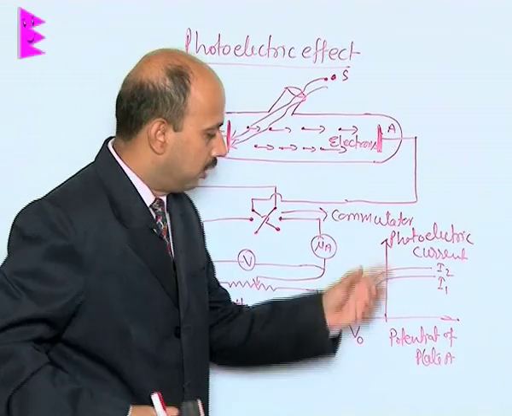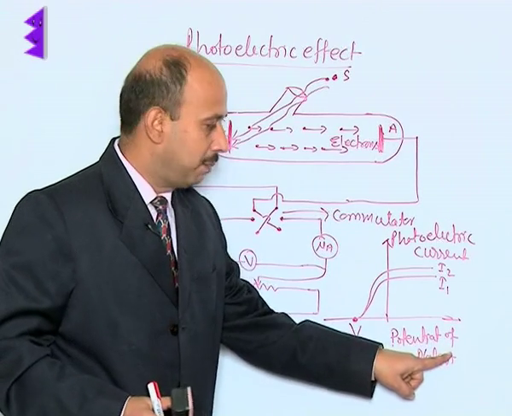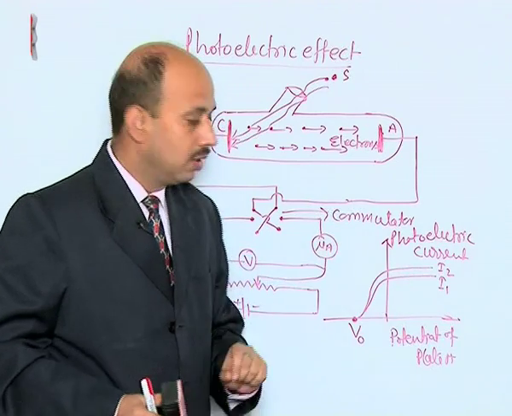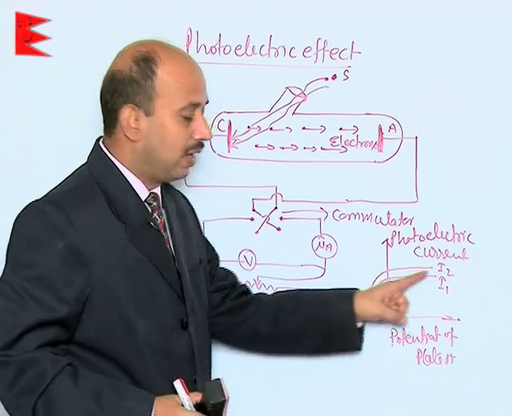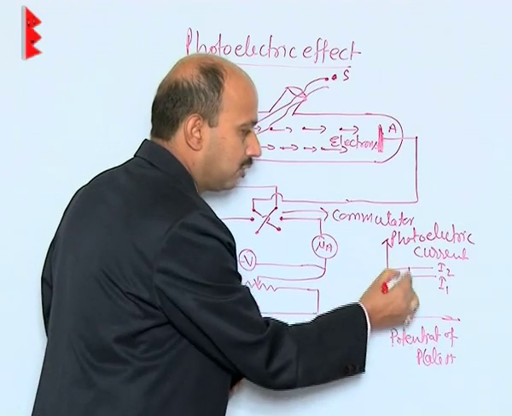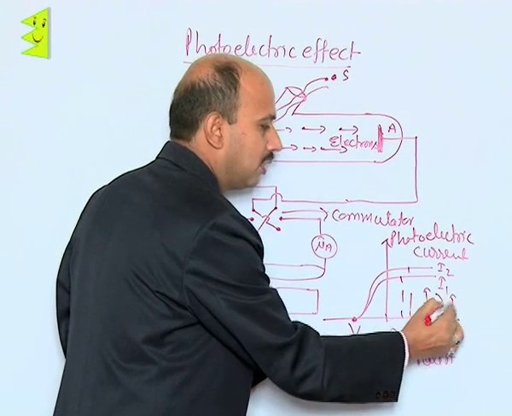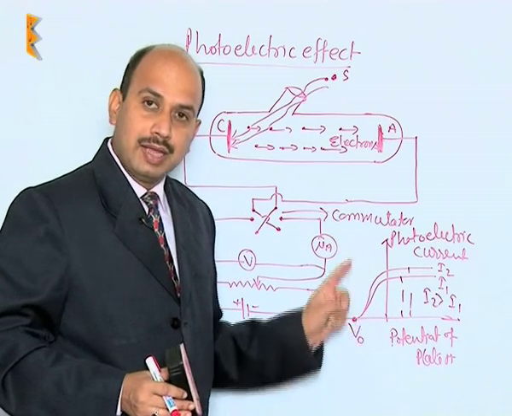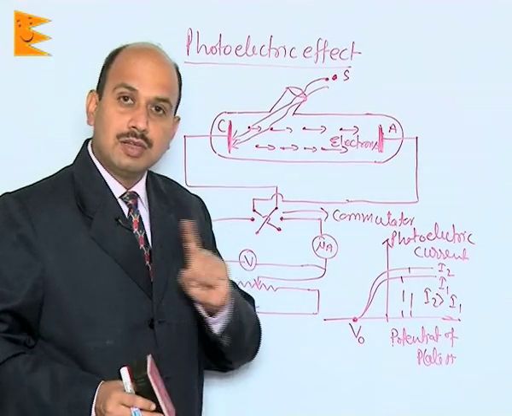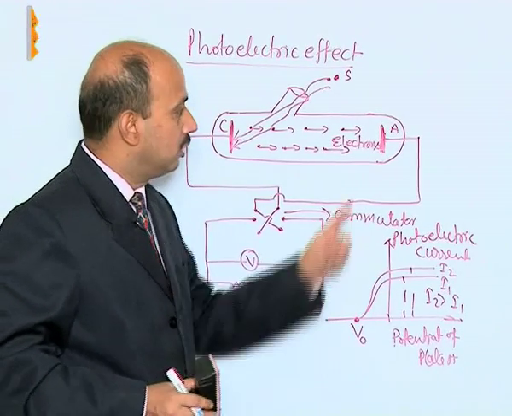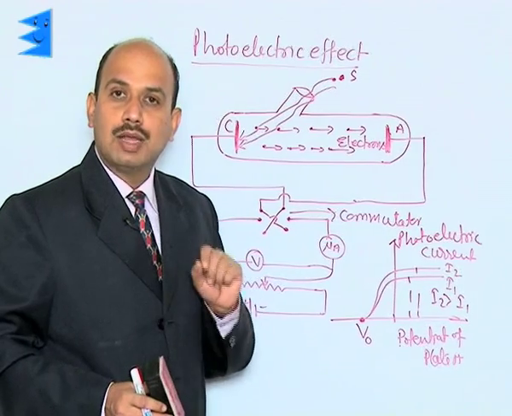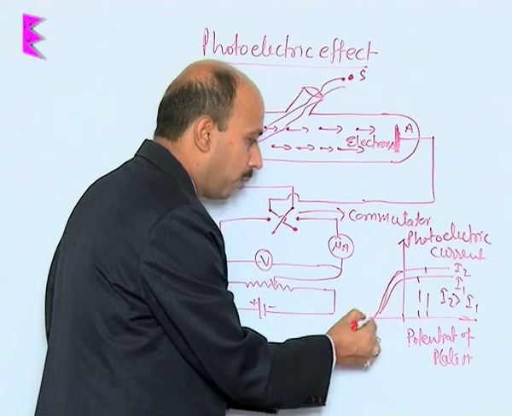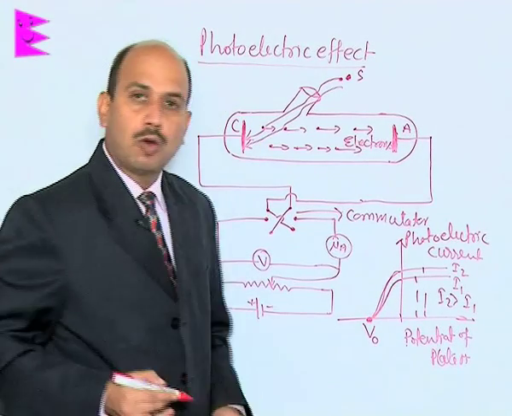In the graph it is clear that if you keep on increasing the potential of plate A, the current increases and becomes saturated after some time for intensity I1, and if you increase the intensity, the saturation value is larger. So we can say I2 is greater than I1. But when you keep on decreasing this potential and make it negative with respect to plate C, at a certain potential, that is V naught, no electrons reach plate A. At this condition the photoelectric current becomes 0, and this V naught is known as the stopping potential.